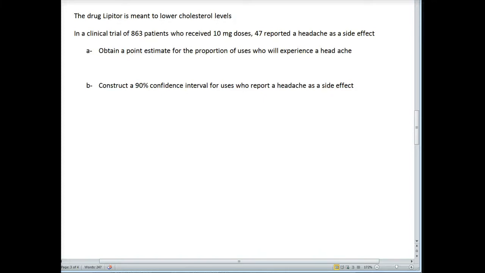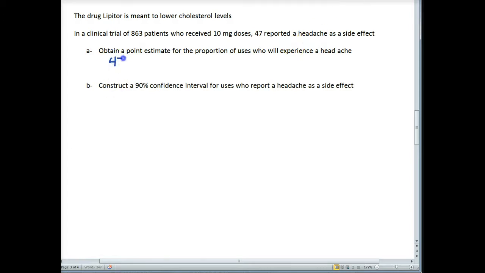Let's take a look at confidence interval for a proportion. A proportion is a percent or decimal that tells us the part of the sample in a given situation. Lipitor is meant to lower cholesterol. A trial of 863 people found 47 had a headache as a side effect. The actual dosage they took isn't very important for this problem. So we have 47 of them with a headache.